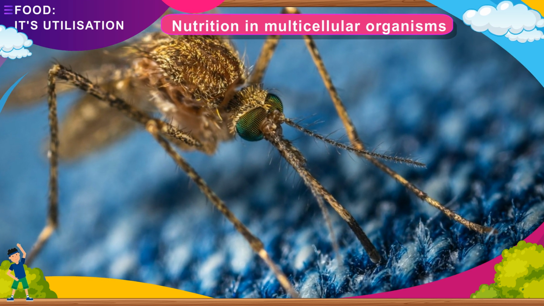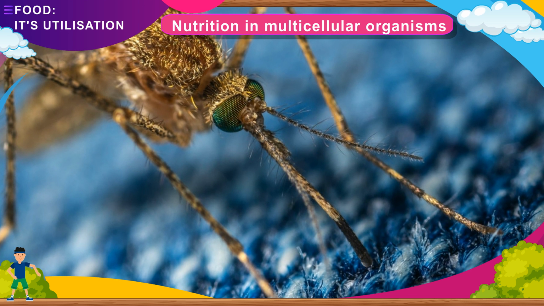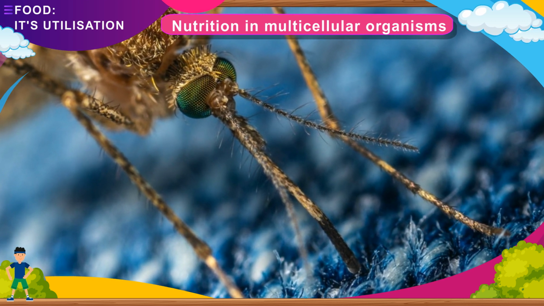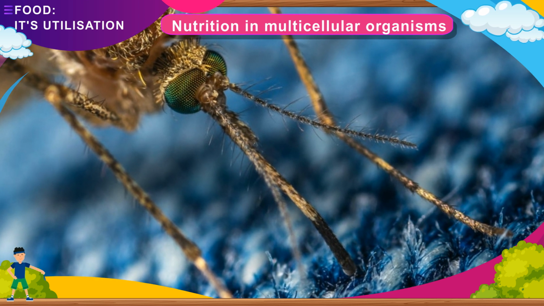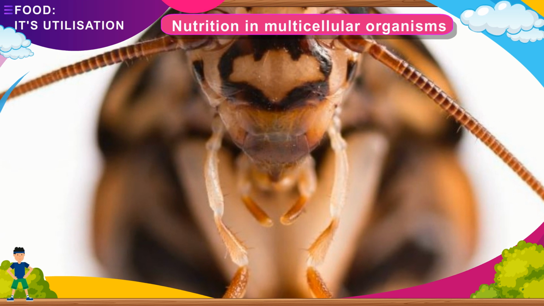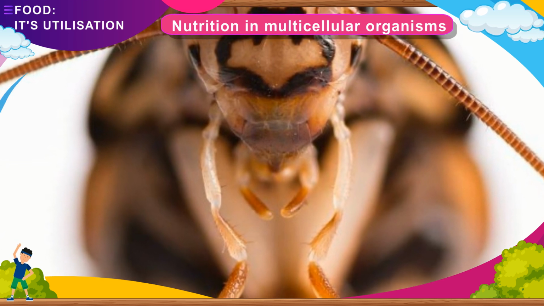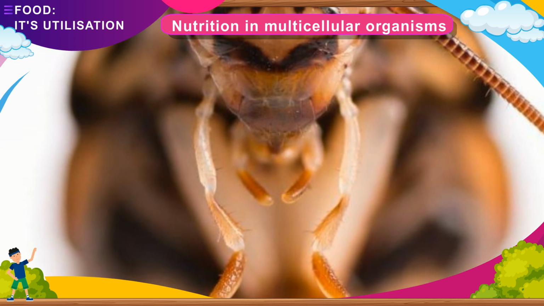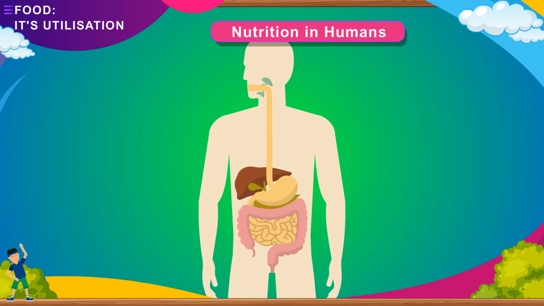In insects such as mosquito and butterfly, a long tubular structure called proboscis is used to suck blood and nectar respectively. The cockroach has hardened teeth-like structures that are used to crush the food before taking it in. Higher animals, in humans, have teeth for grinding the food material.